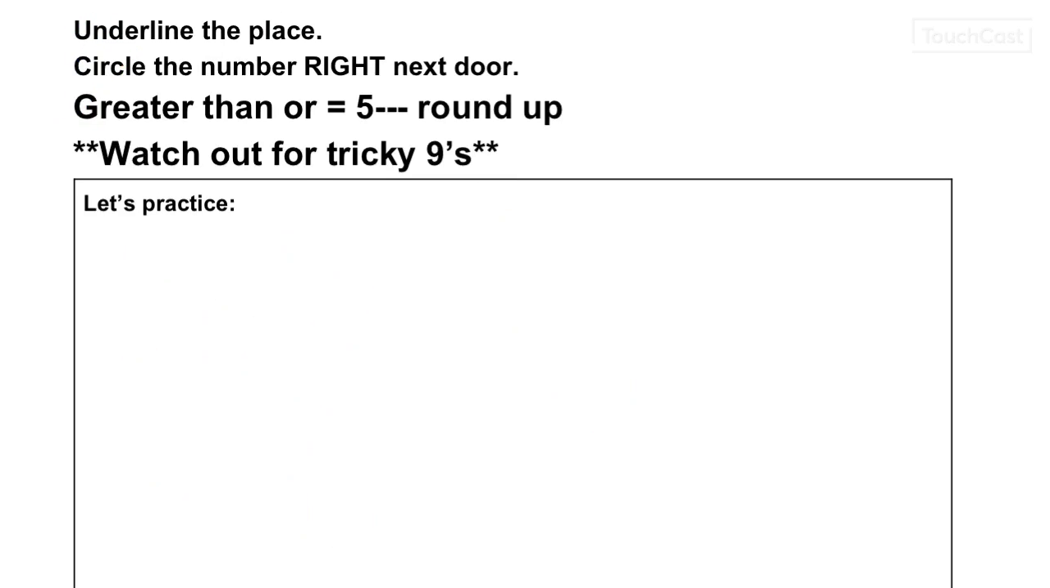All right, let's try one more. We're still going to round to the hundreds. I'm going to give you the number 63. Wait a minute, Miss Sutherland. The number 63 is not a number to the hundreds place. You're right. It's only a number to the tens place, but we can still round this number.